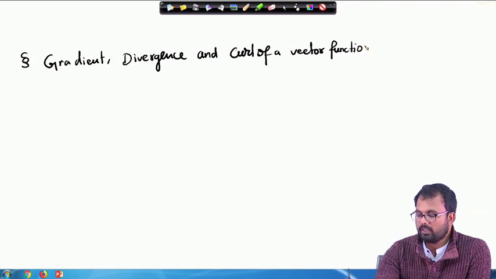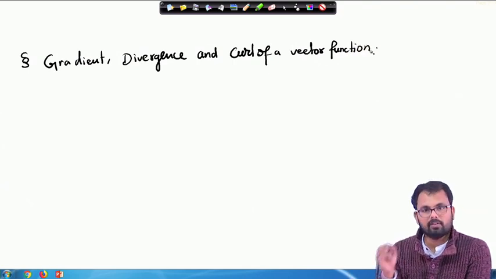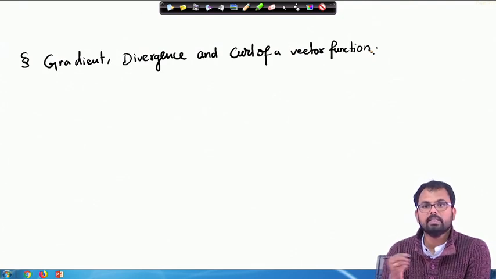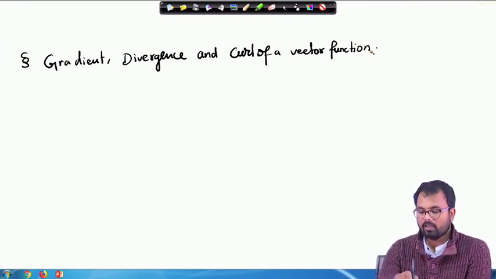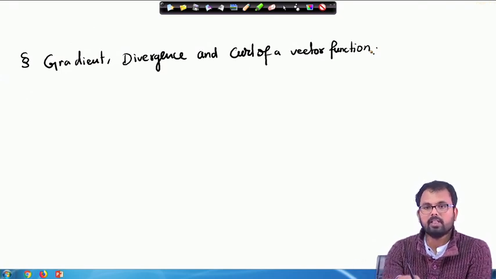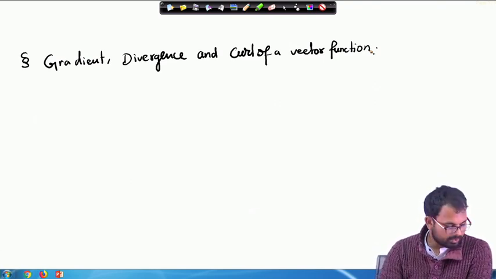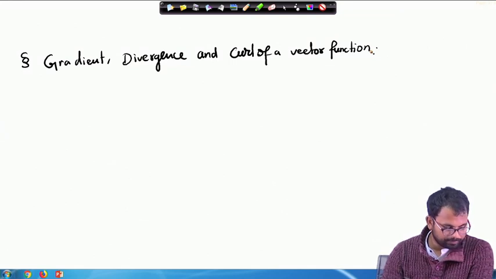By the way, gradient is taken on a scalar function, and divergence and curl are taken on a vector function. It is not like gradient of a vector function; it is always gradient of a scalar function, and divergence and curl of a vector function. Now, to give you a formal definition, it goes like this.